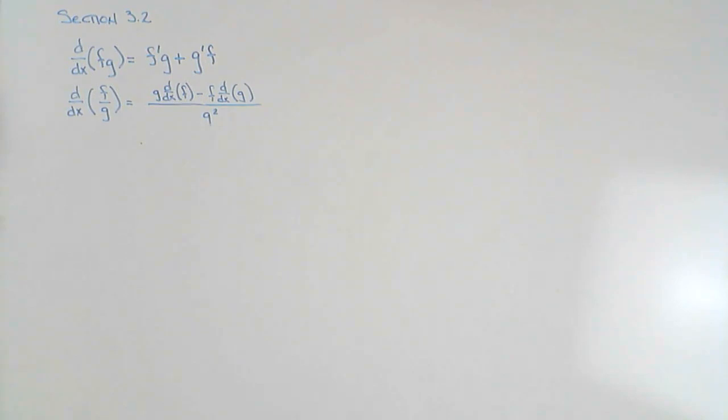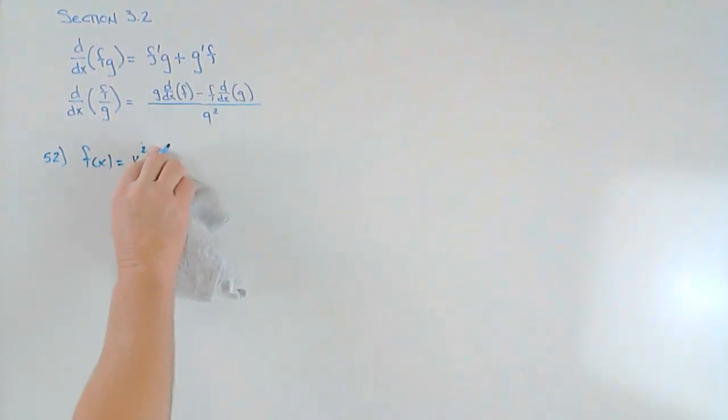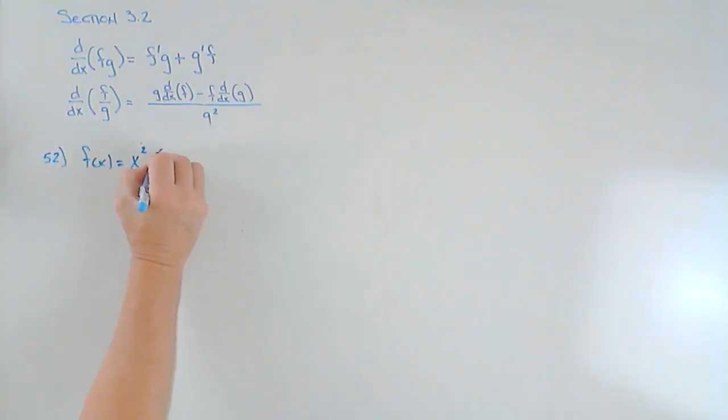So what do we got on the other page? Let's take a look at 52. We'll skip down to 52. On 52, they give us a function, f of x equals x squared e to the x. And they ask us, when is it concave down?